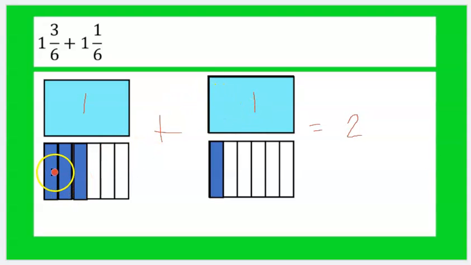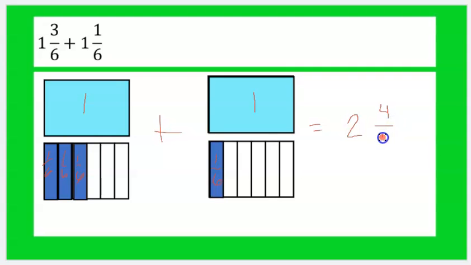Then I can go to add my fractions. This is the same problem I just have. So right here, each dark blue rectangle represents a 6th. So I have 1/6 plus 1/6 plus 1/6 plus another 6th over here. If I add those together, I end up having 4/6.